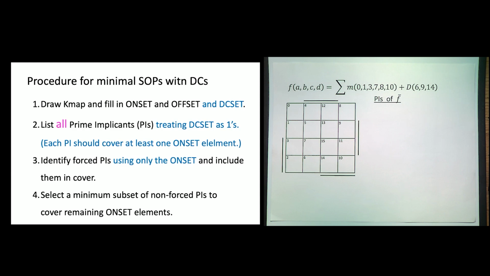Okay, so what we're doing is we're using these don't cares to make our rectangles bigger, if possible. And when we make them bigger, our product term shrinks.